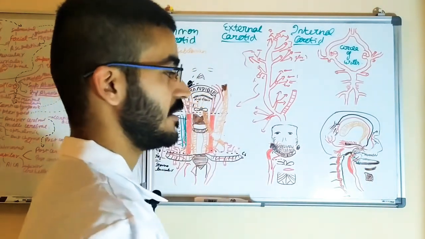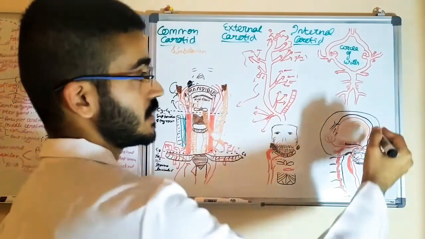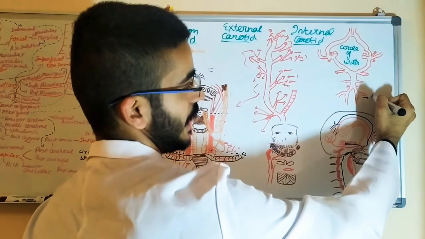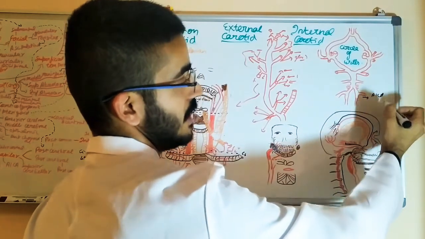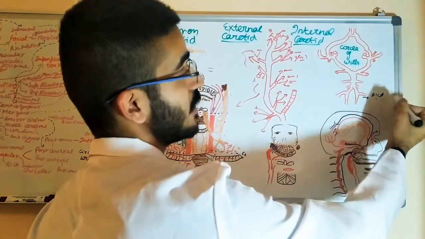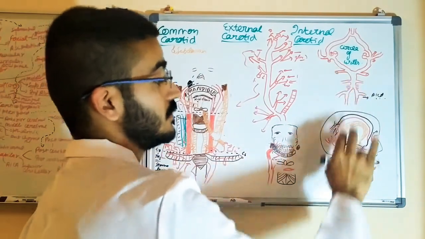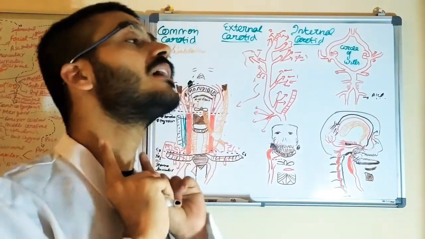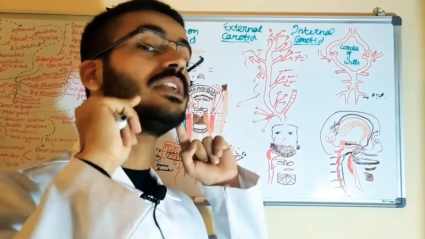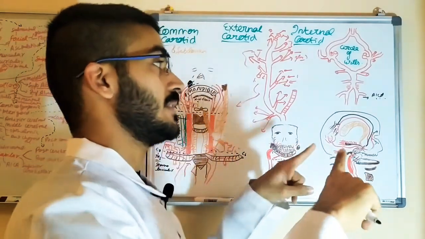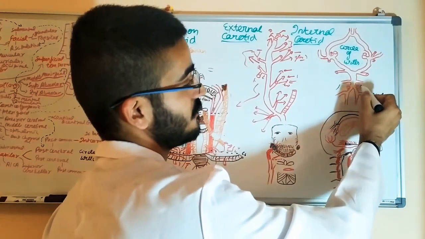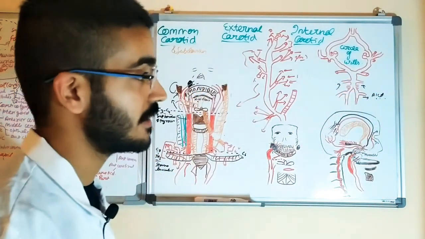Right after entering the foramen magnum, it gives the very first branch, that is the anterior inferior cerebral artery. Both the two vertebral arteries, after moving into the foramen magnum, merge together and form the basilar artery.